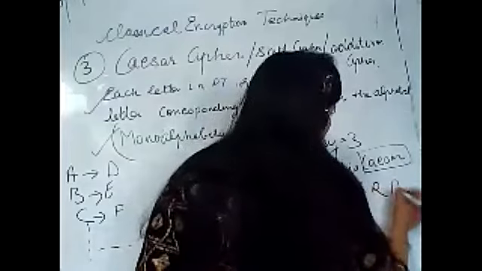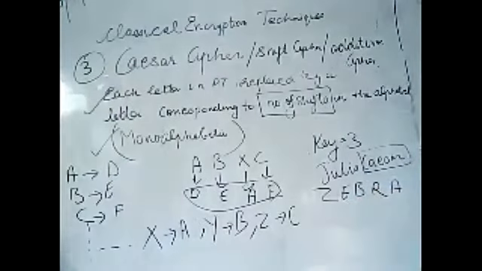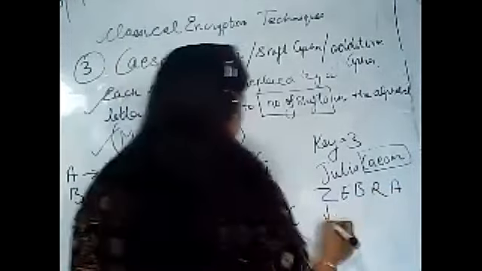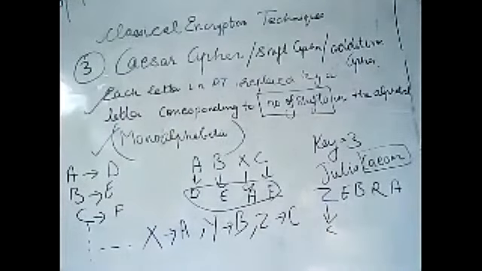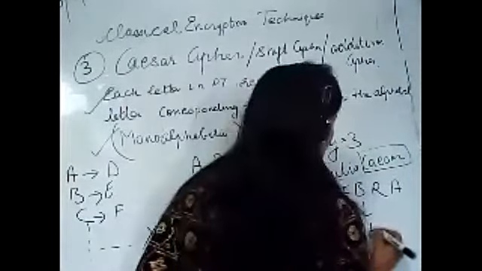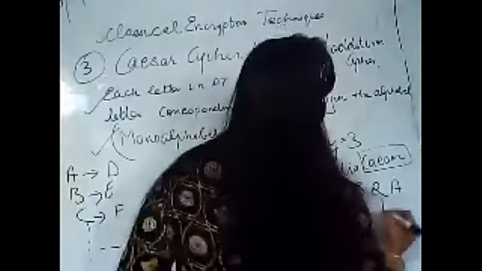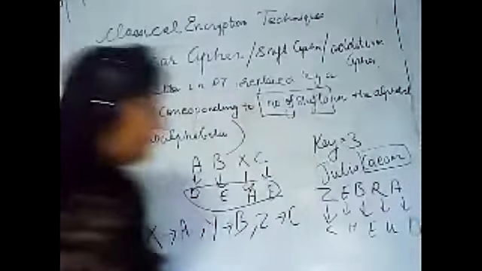Z-E-B-R. So how will we represent Z? That is with the value C. How will we represent E? That is H. How will we represent B? That is with E. And if you think about R, how will we represent it? That is U. And for A, we are using D. Okay, so this is the ciphertext that we can get.